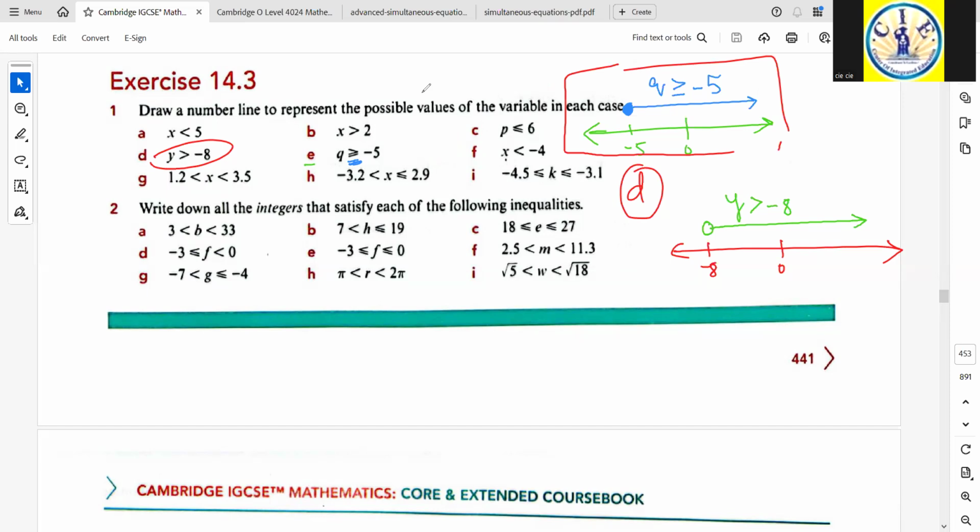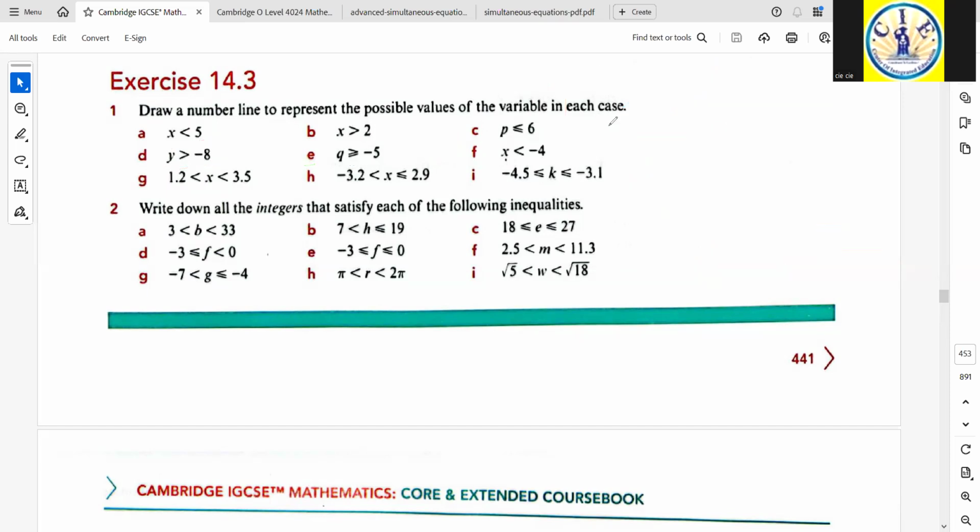Okay. Now for part F, the values of x should be lesser than negative 4. If this is 0, for example, this is negative 4. So I need to have the values of variable x which are lesser than negative 4. So this represents x less than negative 4.